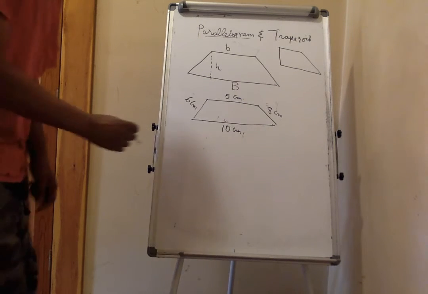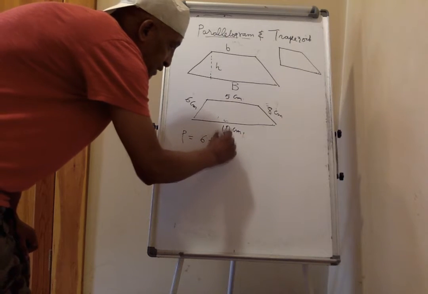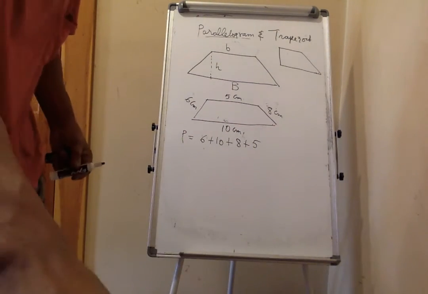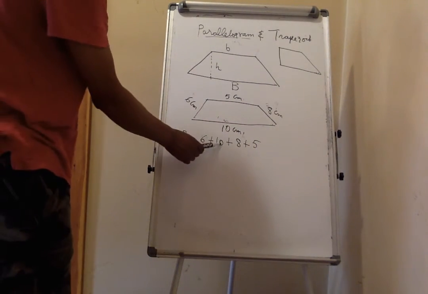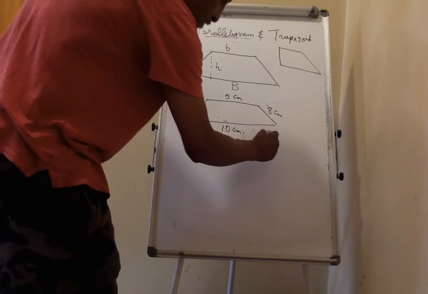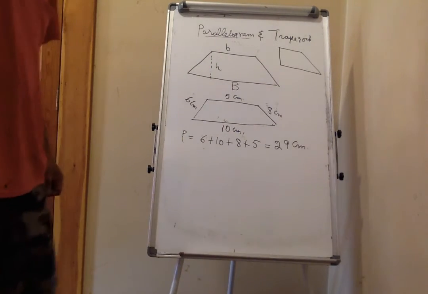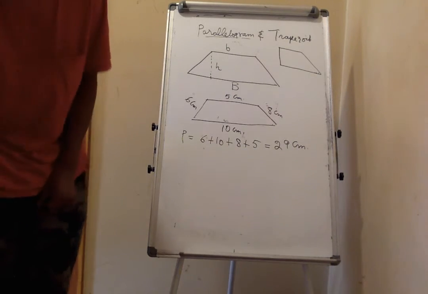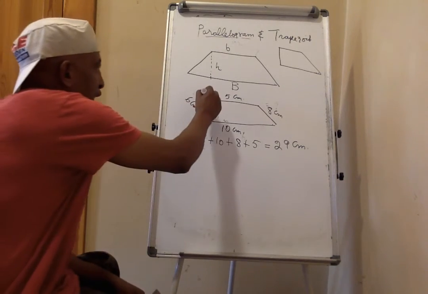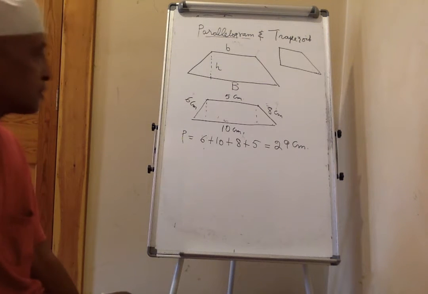Okay. The perimeter is not that hard. Once again, you add 6 plus 10 plus 8 plus 5. Mind you, we have different sizes now, different distances. Now 6 plus 10 is 16, 16 plus 8 is 24, and 24 plus 5 is 29. You say 29 centimeters. But the area is the one that you have to be careful with. Because it has triangles, 1 or 2 triangles.